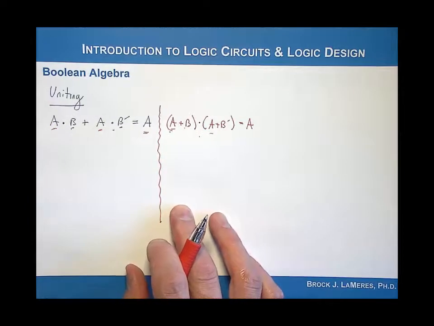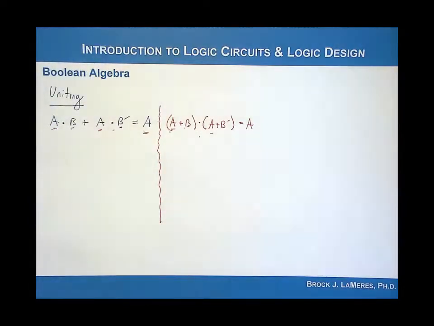Okay, so that takes care of, let's see, the identity theorem, or no, not the identity. That takes care of the commutative, associative, distributive, absorption, and uniting. So that's 5 of the first single variable expressions.